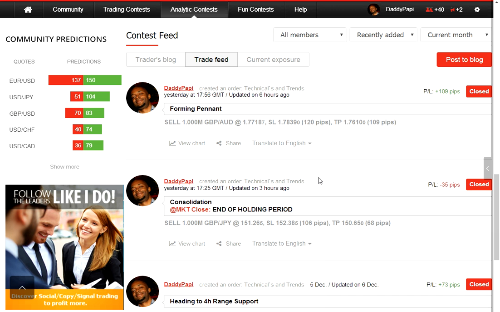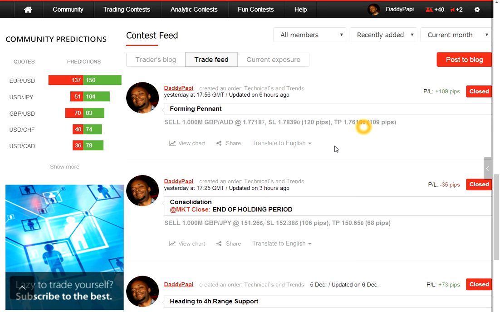Now today I'm going to take a look at the recent trade that was made on the pound Aussie dollar, which provided a gain of 109 pips as I took advantage of the formation of the pennant setup on the 4-hour chart of this currency pair.